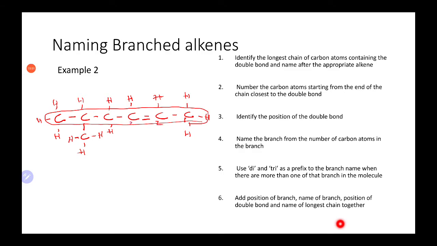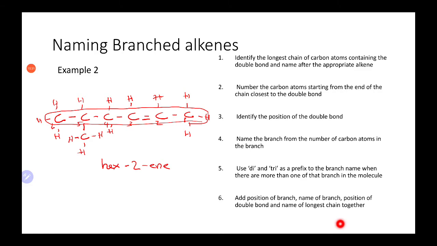1, 2, 3, 4, 5, 6. And that means that the name is going to be hex-2-ene. We've identified where the double bond is. We've identified that the longest chain is 6. And we've identified that it's an alkene by naming it ene at the end.